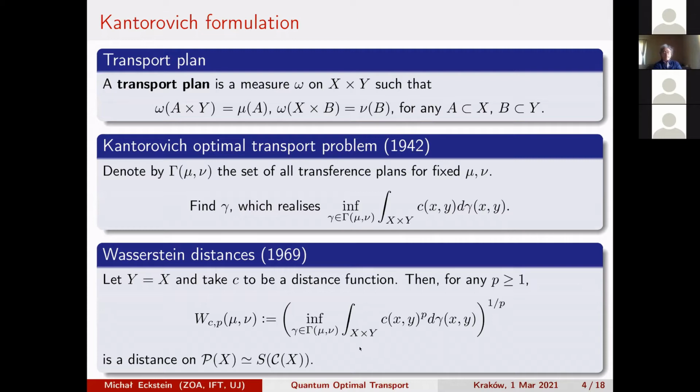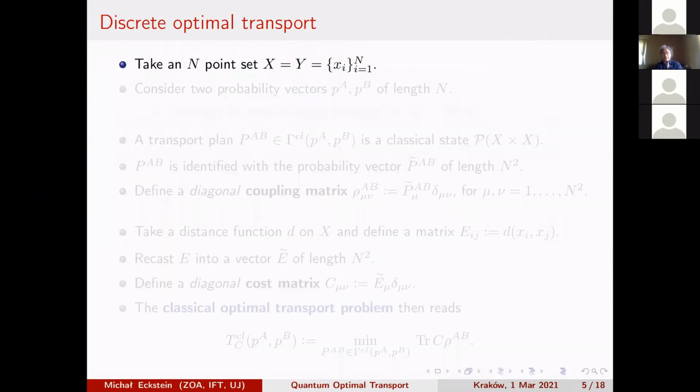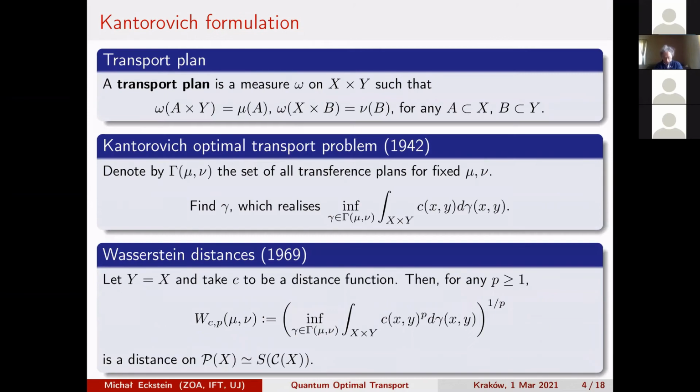Okay, so we just recall that the probability measures are in fact, well, you can think of them as classical mixed states on the commutative algebra of observables. Okay, so that's the idea of the, say, classical optimal transport. And this is very general. Well, this is the continuous setting.